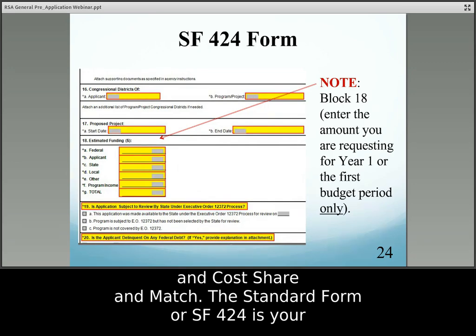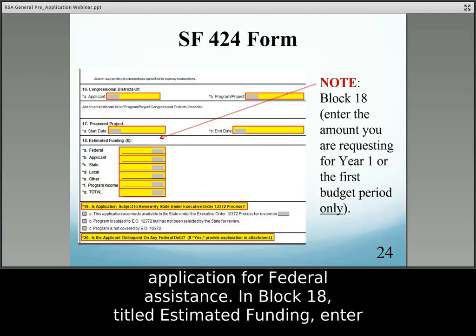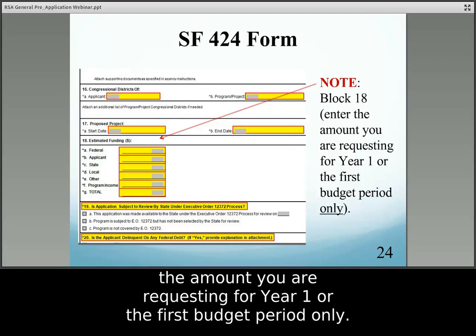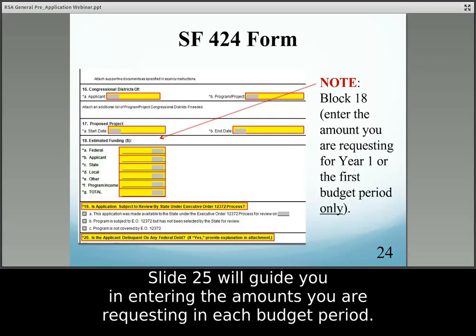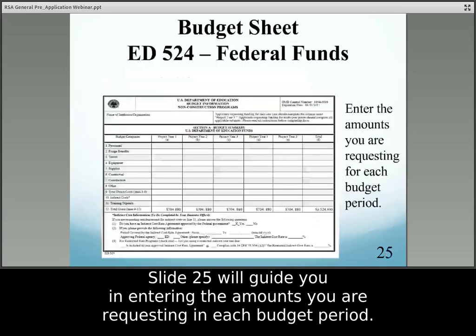The standard form, or SF 424, is your application for federal assistance. In Block 18, titled Estimated Funding, enter the amount you are requesting for Year 1 or the first budget period only. Slide 25 will guide you in entering the amounts you are requesting in each budget period.